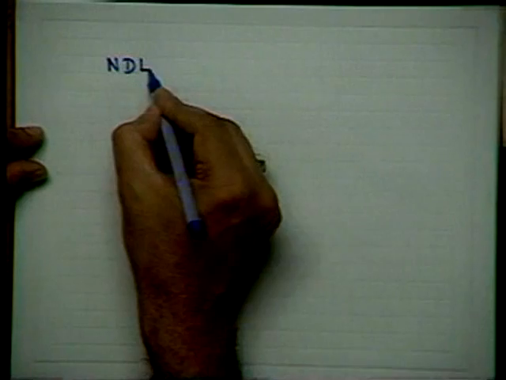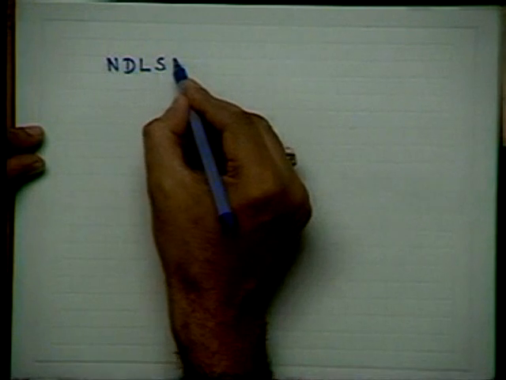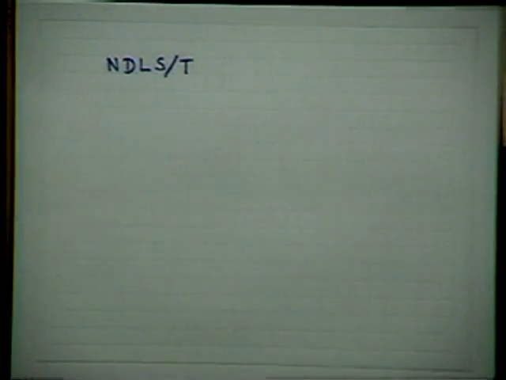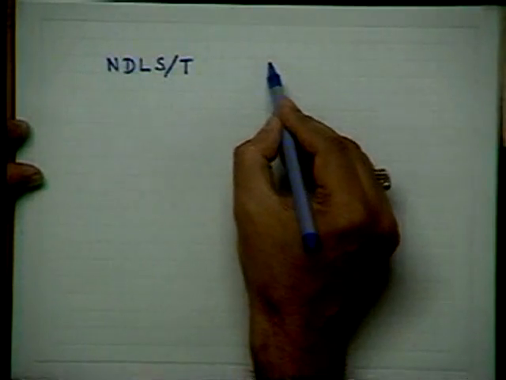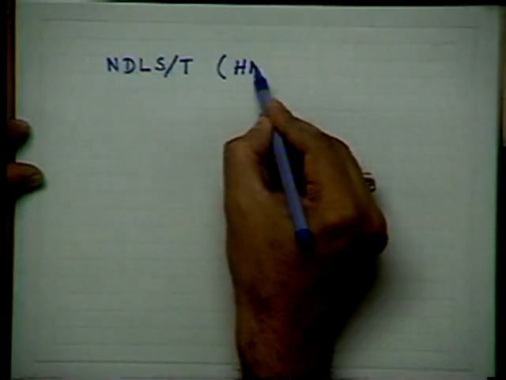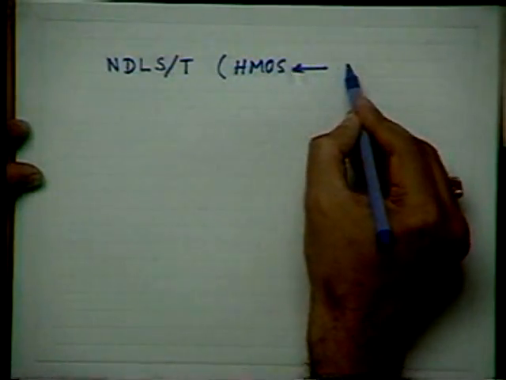If you now consider the other one, it is the N-channel depletion mode load, operating in saturation and triode region combined. These configurations are such that for some part of the cycle, the load transistor will remain in the triode or non-saturation region, whereas for the other part of the voltage cycle it will be in saturation, so it is combined. This is NDLS/T, and in Intel's language, it is also called HMOS.